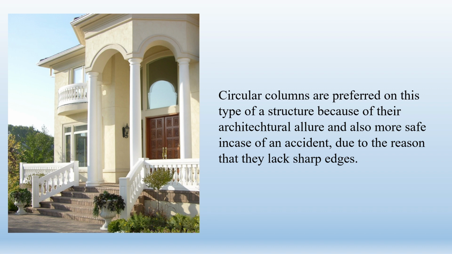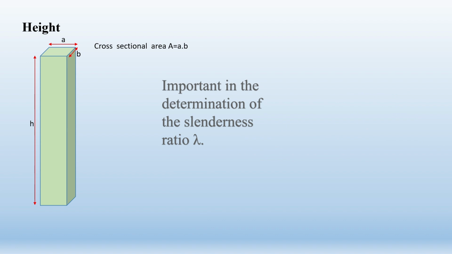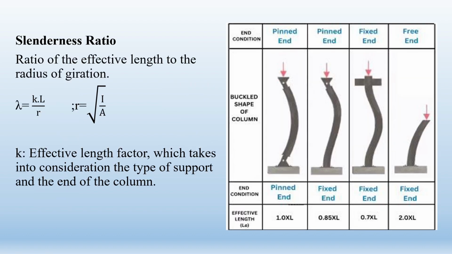Apart from the shape, the height of the column should also be considered. This is important as it helps determine if the column will buckle or not. An important factor called the slenderness ratio is directly related to the height of the column. This factor indicates the tendency of a column to buckle. The higher the height means a higher value of slenderness ratio, which indicates a higher risk of buckling.